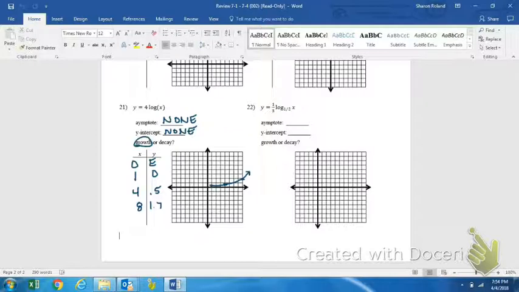Number 22, let's put that in the calculator. And that's going to be 1/3 log, except you have to go to math, scroll up to log base, and you put the base in there. You can do alpha y equals and put 1/2. And inside the parentheses is an x.